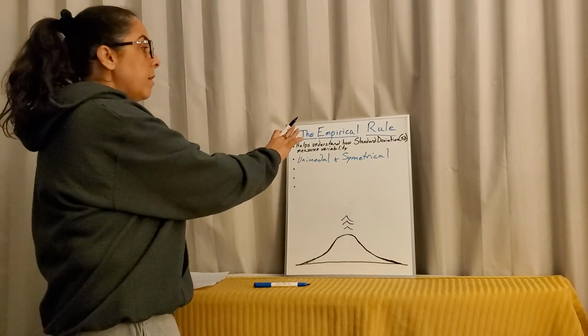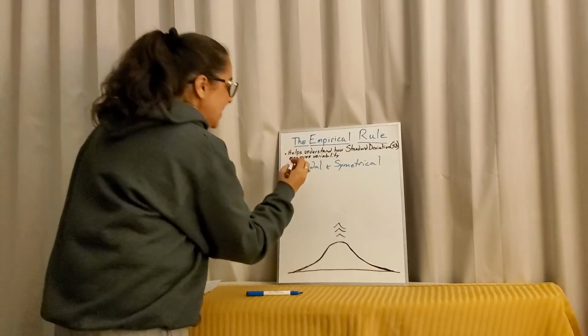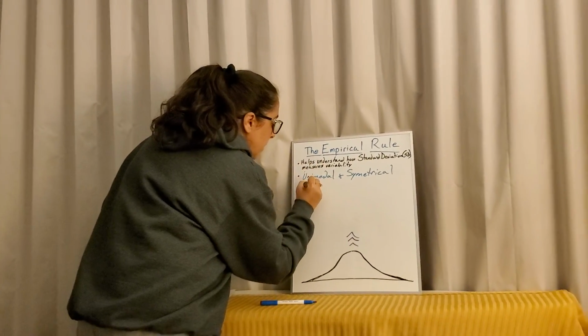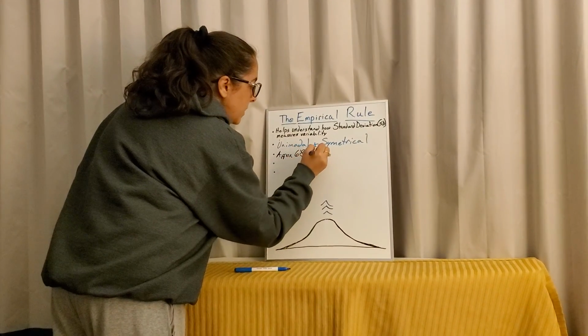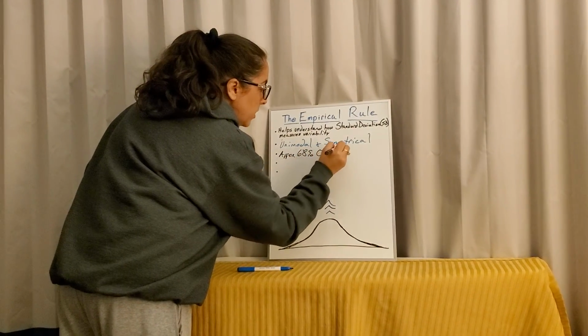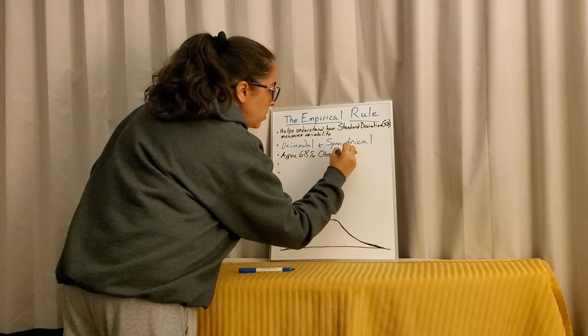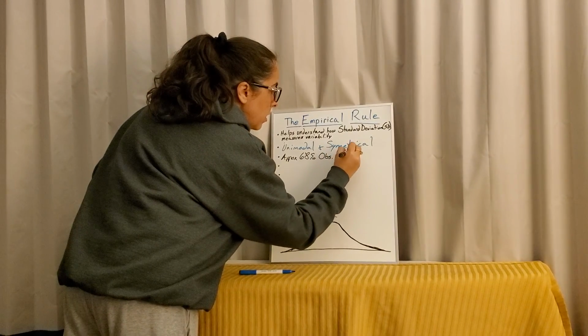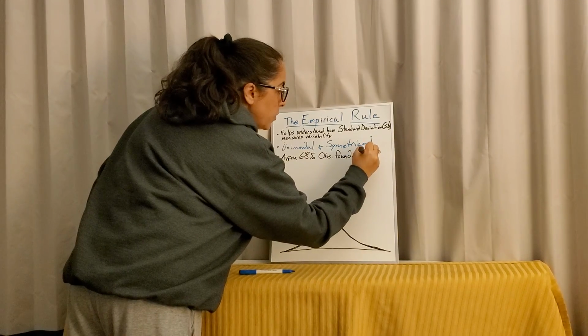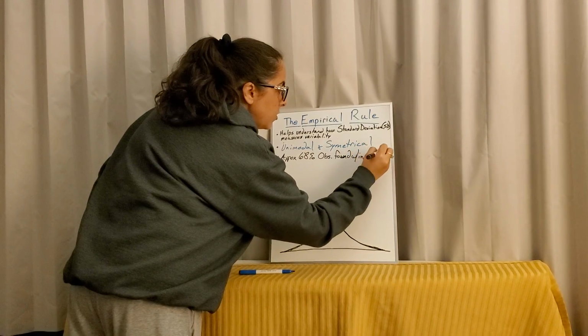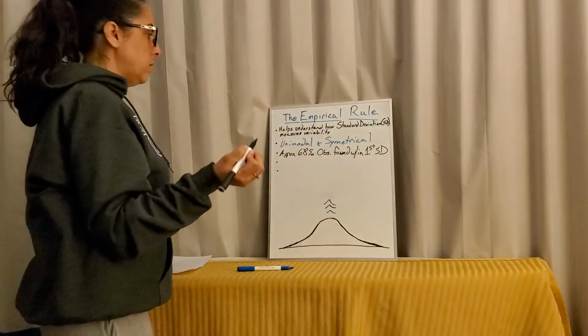Okay, the empirical rule states that approximately 68% of observations are found within the first standard deviation. Okay?